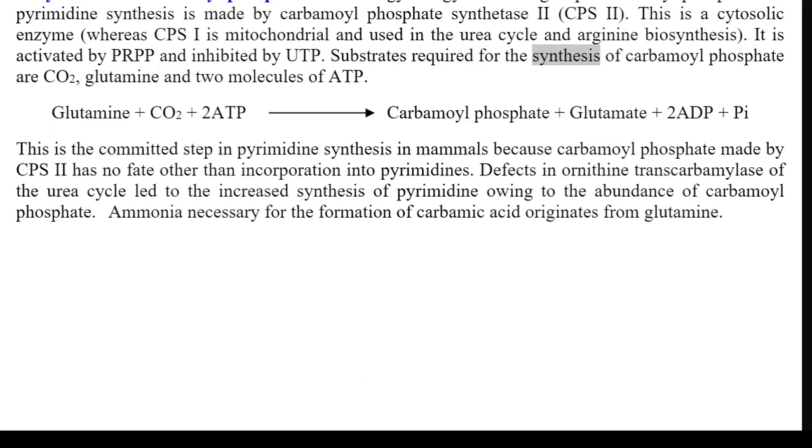Substrates required for the synthesis of carbamoyl phosphate are CO2, glutamine and two molecules of ATP. Glutamine plus CO2 plus 2 ATP gives carbamoyl phosphate plus glutamate plus 2 ADP plus Pi. This is the committed step in pyrimidine synthesis in mammals because carbamoyl phosphate made by CPS2 has no fate other than incorporation into pyrimidines. Defects in ornithine transcarbamylase of the urea cycle lead to increased synthesis of pyrimidine owing to the abundance of carbamoyl phosphate. Ammonia necessary for the formation of carbamic acid originates from glutamine.